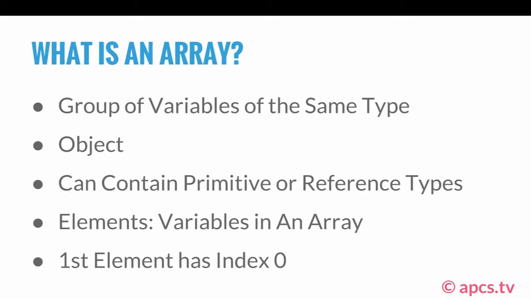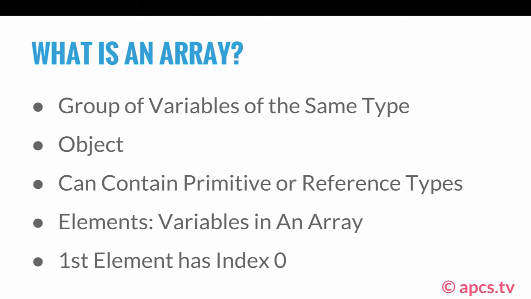So let's start off by understanding what an array actually is. An array is a group of variables of the same type. So basically it can be a group of integers, it can be a group of doubles, it can be a group of booleans, anything like that. And it can be a group of objects, anything. And an array itself is an object.